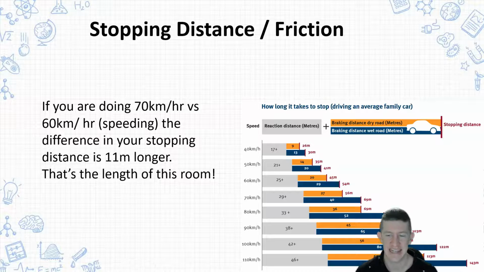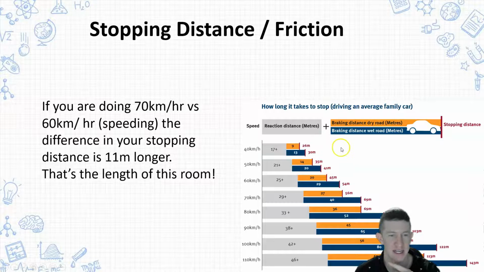Let's look at a table of stopping distances. This table here gives you braking distance on a dry road versus a wet road. We would expect the friction to be much less when the ground is wet. We cannot stop nearly as quickly. It also gives you the reaction distance, so how far you travel in the time it takes you to react.